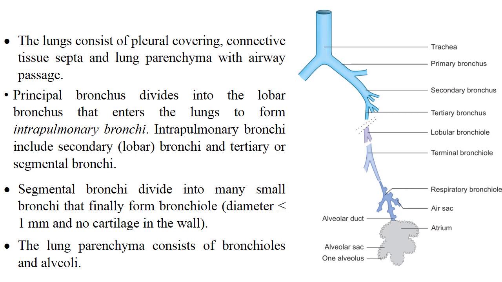The principal bronchus divides into lobar bronchi and then enters the lung to form intrapulmonary bronchi, and they include secondary or lobar bronchi and tertiary or segmental bronchi. The segmental bronchi then divide into many small bronchi that finally form bronchioles. Bronchiole is less than 1 millimeter and it doesn't have cartilage in the wall. And the lung parenchyma consists of bronchioles and alveoli.